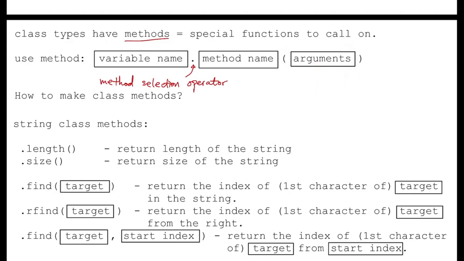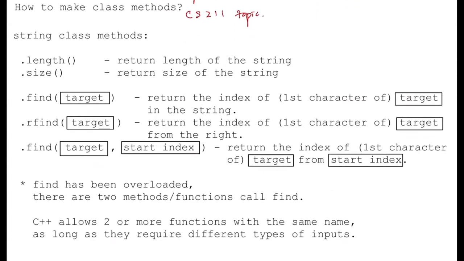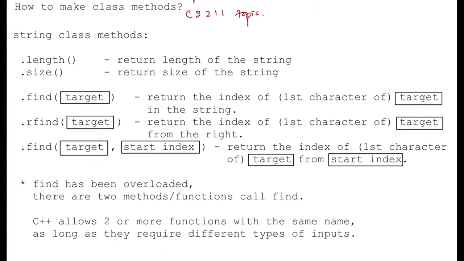Now, what a class is and how to make your own class will be a CS 211 topic. So for now, we will just look at the string class. There are different class methods, and let me switch to the terminal.